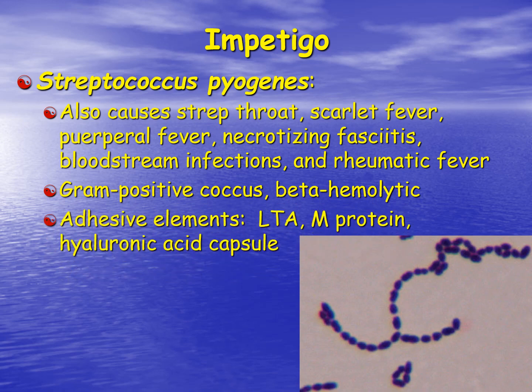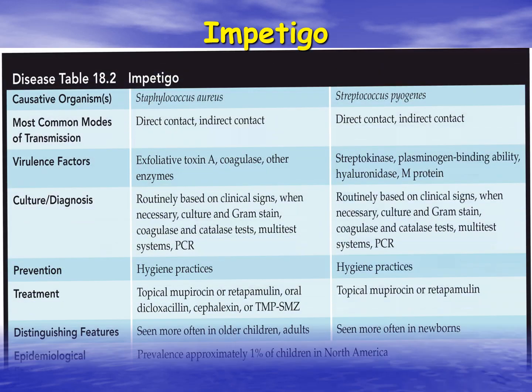And the ones that we see most problems with are the beta hemolytic streps. They actually produce adhesive elements called LTA, M protein, and hyaluronic acid capsules. They produce this hyaluronidase that will actually break down the capsule and cause then the infection to occur.